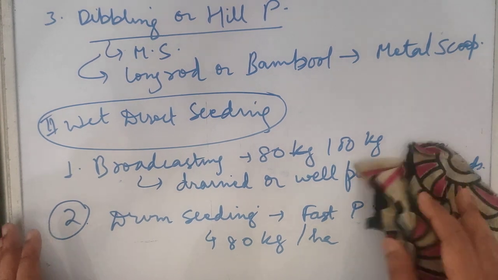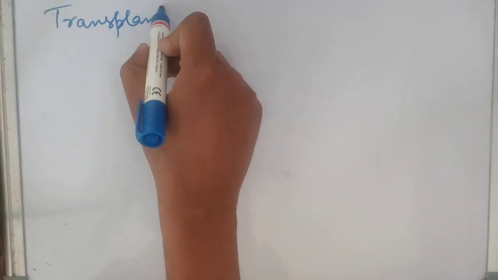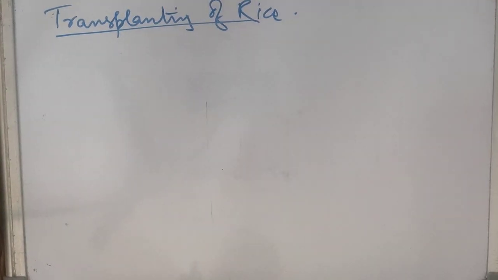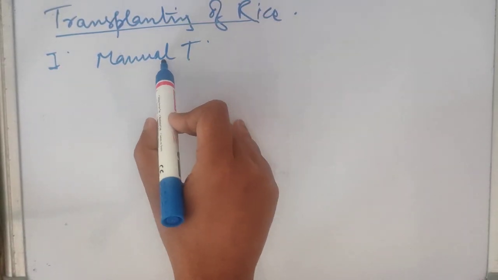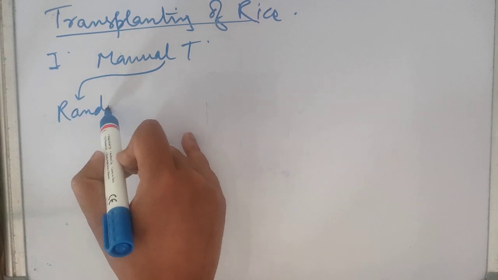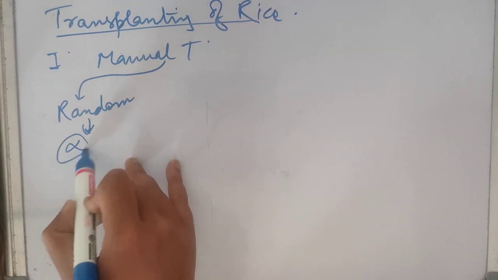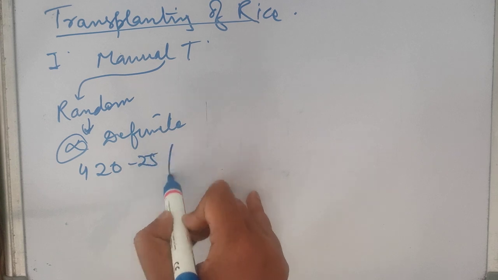Now moving on to transplanting of rice. Here the first method is manual transplanting. We have two types. First one is random transplanting. Here we do not use a definite distance or space. It doesn't require definite distance or space. Usually it takes 20 to 25 persons per hectare.